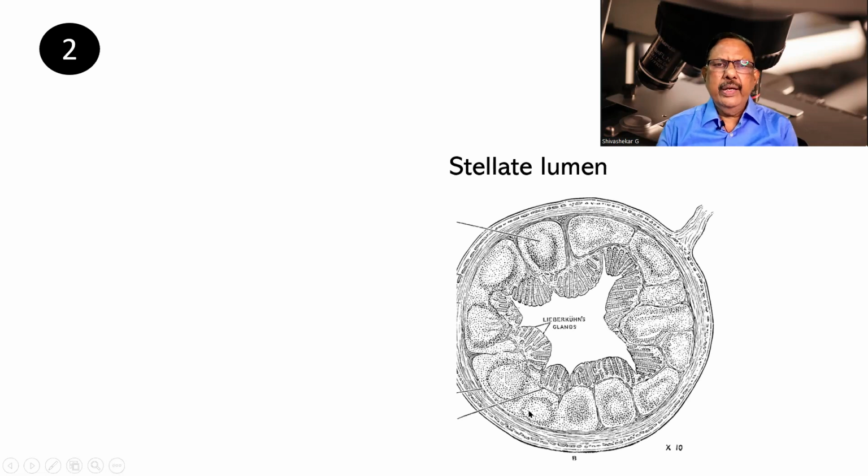The next one is a slide in which I am able to see a stellate lumen. Stellate means star-like. I am also able to make out some linear glands in this. There are some well-defined circular structures called lymphoid follicles. And this, of course, is the muscle externally.